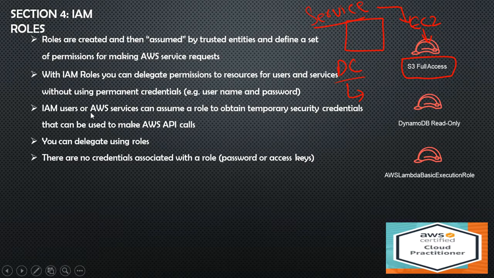IAM users or AWS services can assume a role to obtain temporary security credentials that can be used to make AWS API calls. So again, the top one was for username and password. This is for your programmatic access, so you can have API calls that are permitted for a certain temporary time. That is the point in this line.